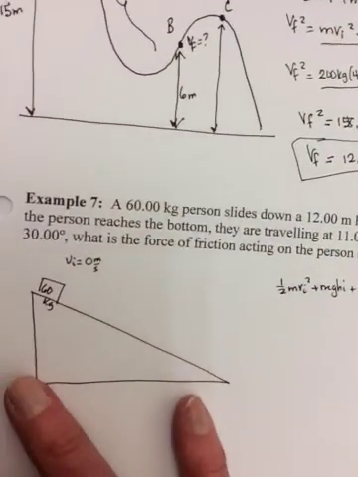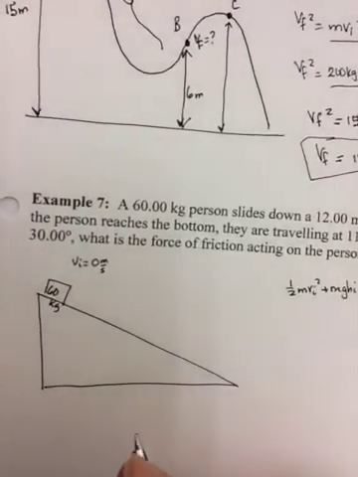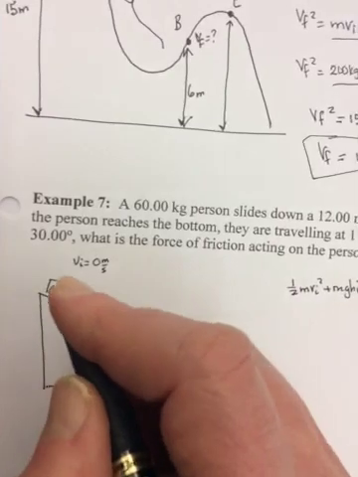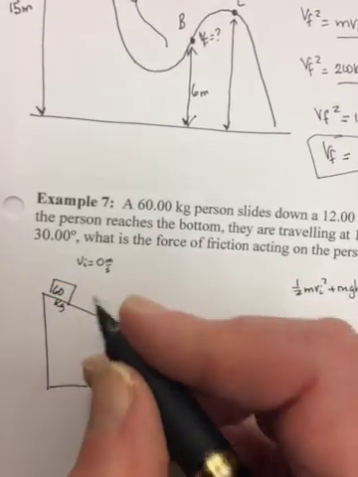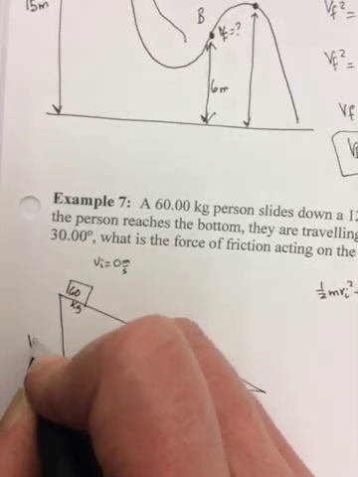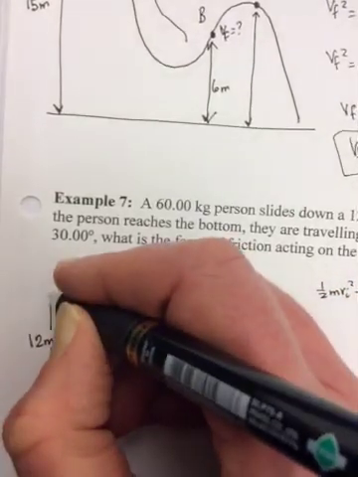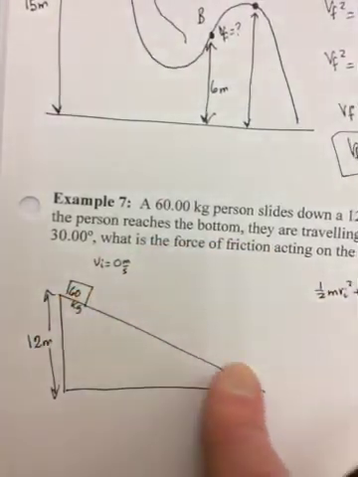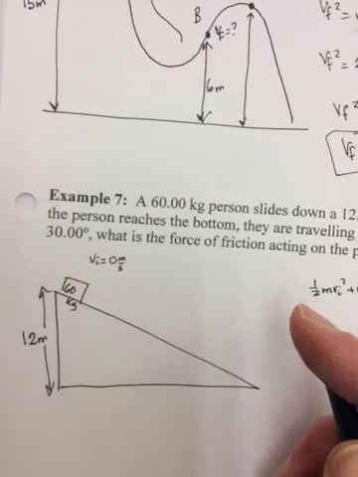All right, number 7, which we did not start at all in class. A 60-kilogram person, not looking like a great shape, but here they are, slides down a 12-meter high slide. So if it's 12 meters high, this is this part. If it had said long, it would be this way, but instead it's saying high, so okay, it's here.